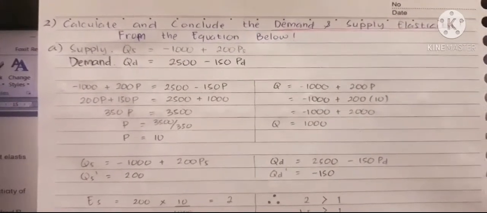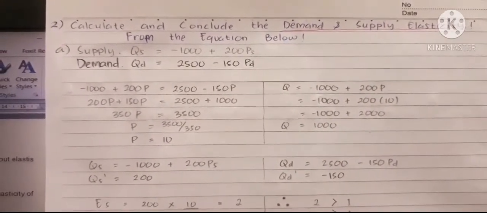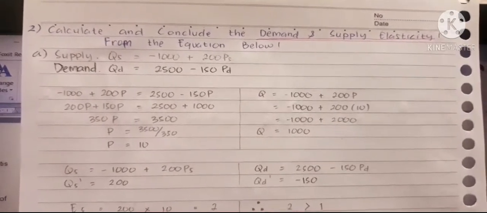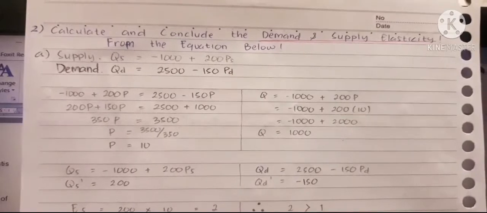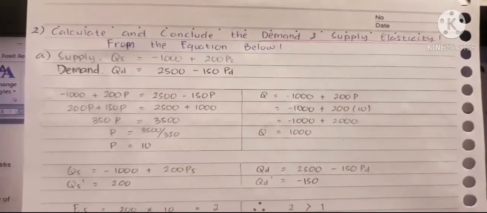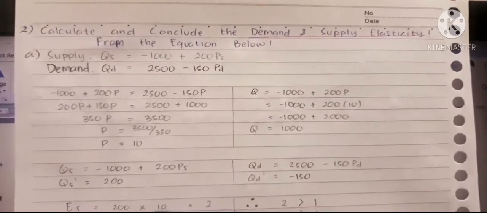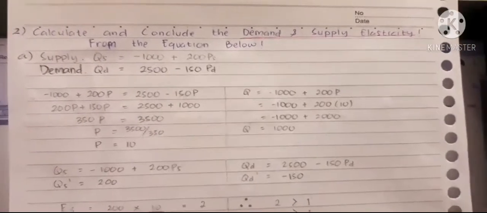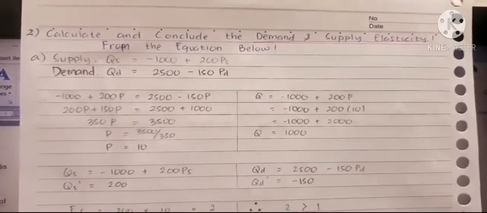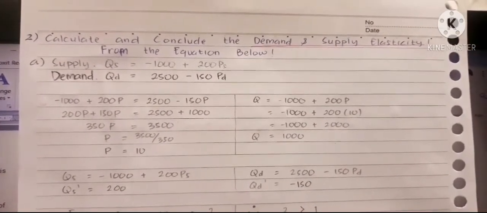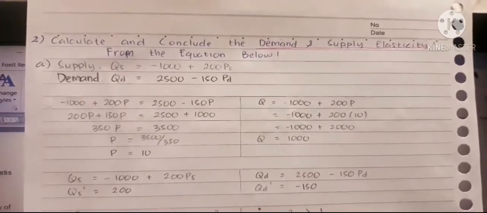Okay, for number two, I will explain how to calculate and conclude the demand and supply elasticity from the equations below. Move to the first question, or point A. There is the equation of supply: QS equals minus 1000 plus 200 PS, and the demand equation: QD equals 1500 minus 150 PD.